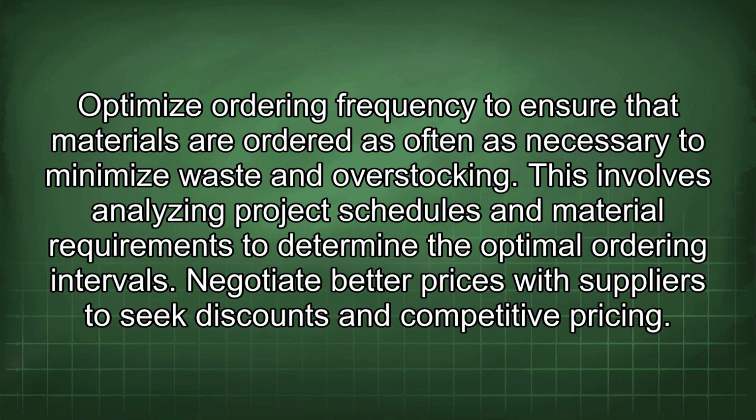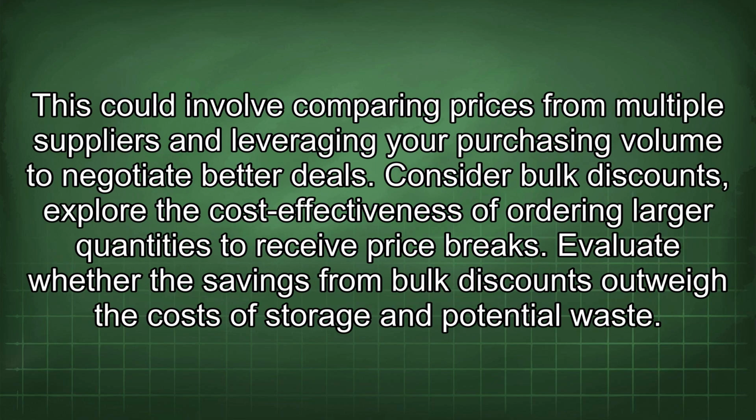Secondly, review material ordering practices. Optimize ordering frequency to ensure that materials are ordered as often as necessary to minimize waste and overstocking. This involves analyzing project schedules and material requirements to determine the optimal ordering intervals. Negotiate better prices with suppliers to seek discounts and competitive pricing. This could involve comparing prices for multiple suppliers and leveraging your purchasing volume to negotiate better deals.